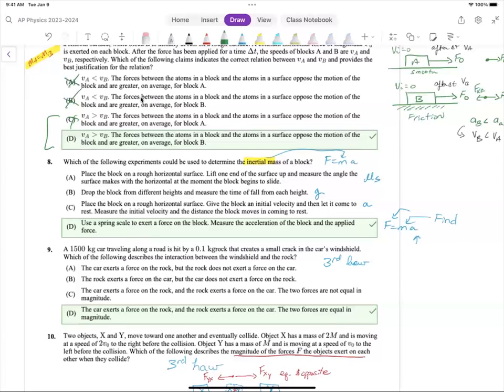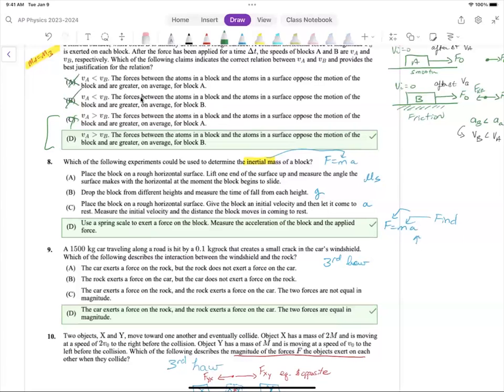Place a block on a rough surface, lift one end of the surface, and measure the angle that the surface makes with the horizontal at the moment it begins to slide. That has to do with the coefficient of static friction. You're bringing it up just enough to get it to slide. So that has nothing to do with mass. Drop the block from different heights and measure the time it takes to fall. Again, that's UAM, and there's no mass in any of those equations. That's a technique to determine the acceleration due to gravity.